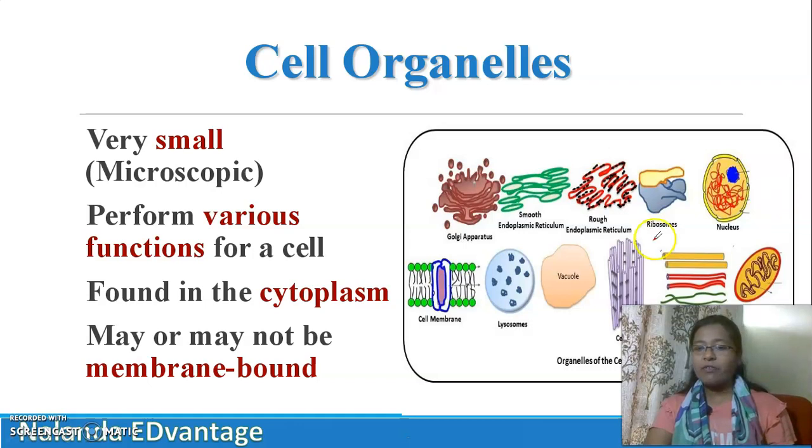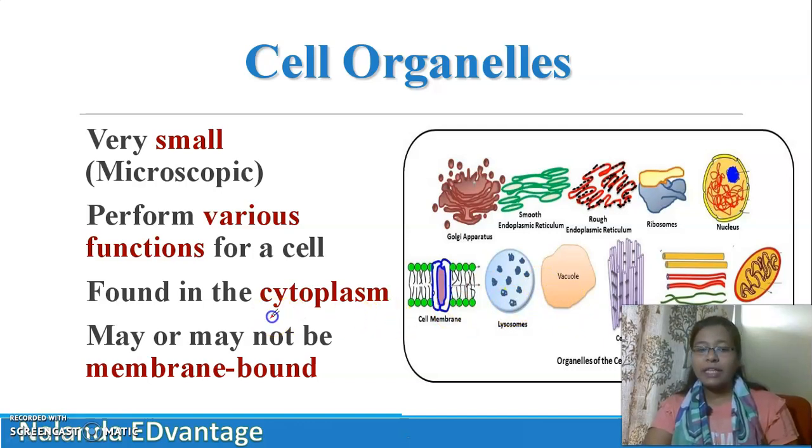Now in the picture you can see various kinds of cell organelles. Golgi, smooth ER, rough ER, ribosomes, nucleus, cell membrane. So the main question arises, what are cell organelles? Cell organelles are very small. In fact, they are microscopic. हमें microscope चाहिए होता है उनको देखने के लिए. They perform various functions for a cell, such as your Golgi can help you transport, cell membrane can protect you and give the structure of the cell, lysosomes act as suicide bags, etc.